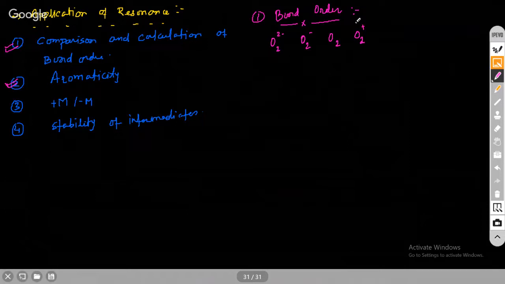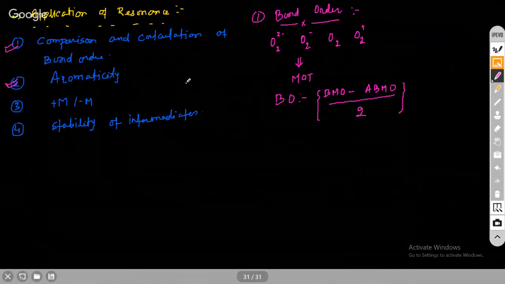Anyway, here we are not going to discuss this. The point is, we calculate this bond order according to MOT, that is molecular orbital theory. And the formula of bond order is: number of electrons in bonding molecular orbital minus number of electrons in anti-bonding molecular orbital, divided by 2. This is the formula we have. This formula we'll discuss when we do MOT. Today only we'll discuss chemical bonding, and also we'll do this here.